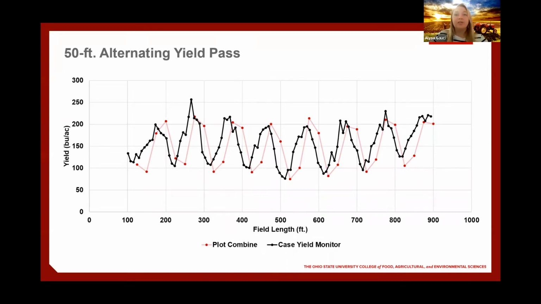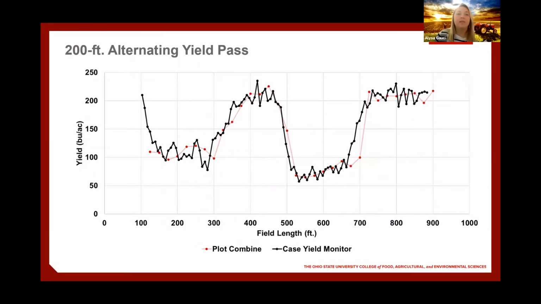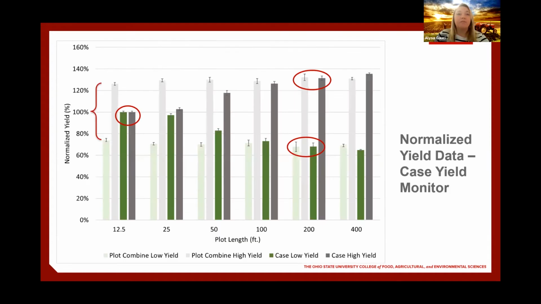But as we increase those lengths, we did see the yield monitor data fit the yield estimates from the plot combine a little bit better. And an example of that can be seen here. This is one of the passes for the 200-foot treatments, and compared to the 50-foot plot we saw in the previous slide, the yield monitor picks up these yield differences going from a high yield zone to a low yield zone, and also estimates that yield a little bit more closely to what the plot combine reported. And these trends can be really seen on this next slide.